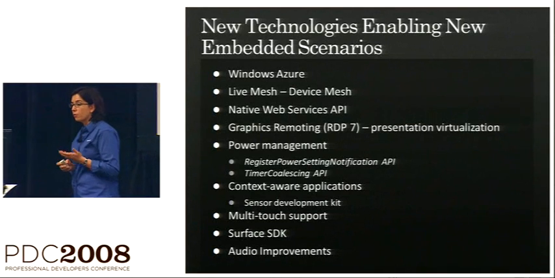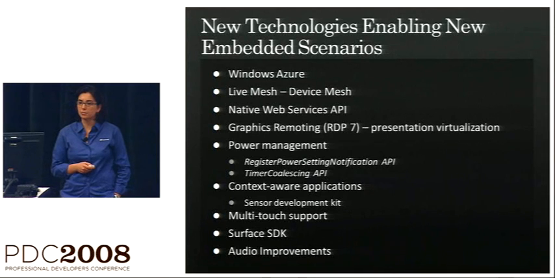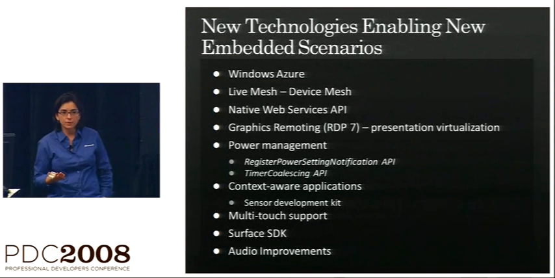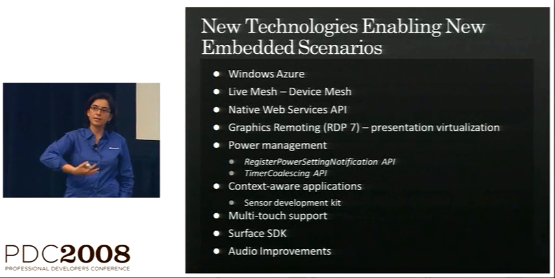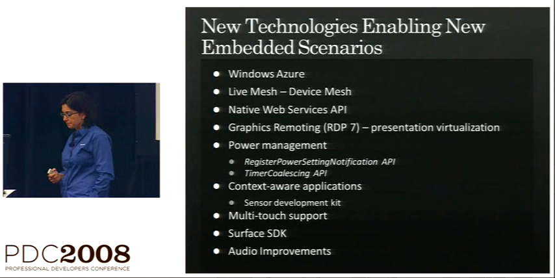So that's really important for Windows 7. It's something that was not possible before. And since Windows Embedded Quebec is going to be based on Windows 7, it will automatically inherit a lot of these features and make them available to embedded developers.